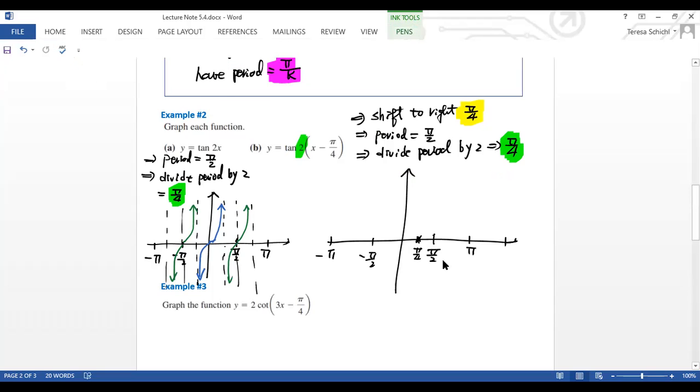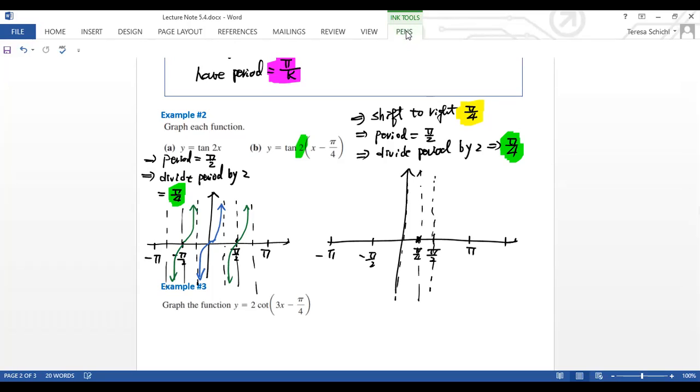So I'm going to start at pi over 4. So plus pi over 4 is what? It's pi over 2. So I put an asymptote here. Pi over 4 minus pi over 4 is what? It's here, right? All right, so then my y-axis is shifted because I'm starting here, right?